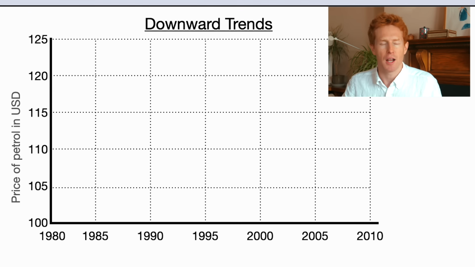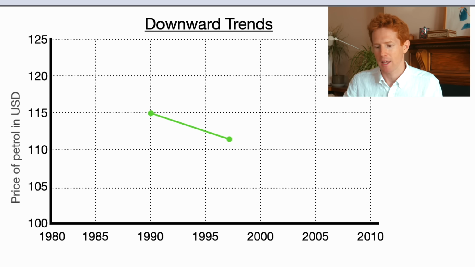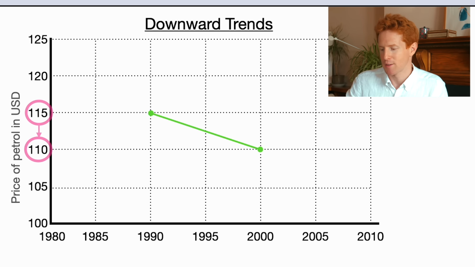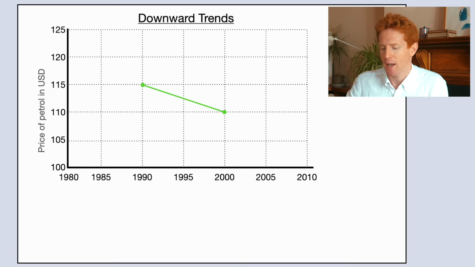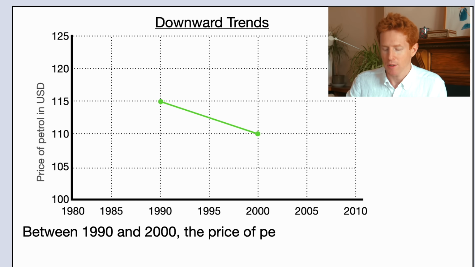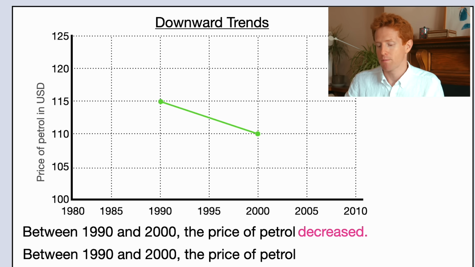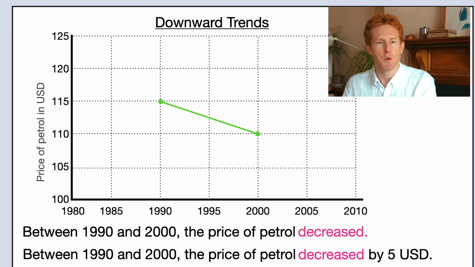So imagine we've got a line graph and we see a trend like this. So in 1990, the price of petrol in the US was $115, but then in the year 2000, the price was $110. So we can see that it's fallen by $5. Let's look at some useful vocabulary for describing this trend. Well, we could say something like, between 1990 and 2000, the price of petrol decreased. Or between 1990 and 2000, the price of petrol decreased by $5.